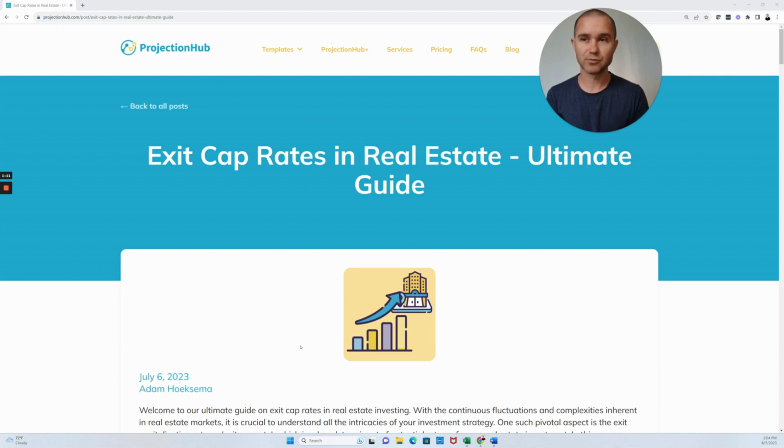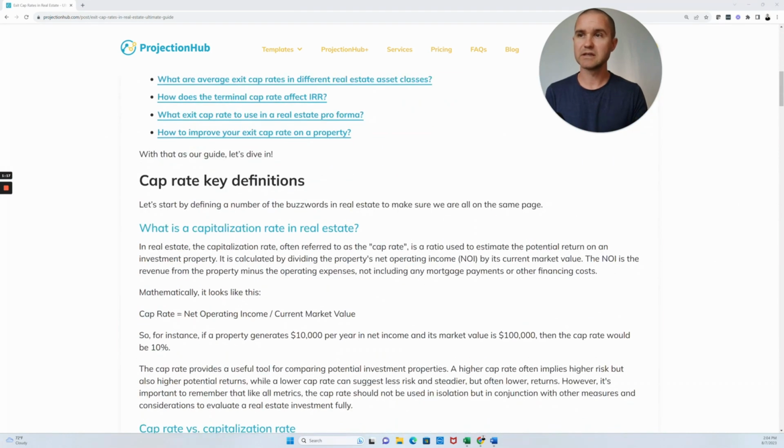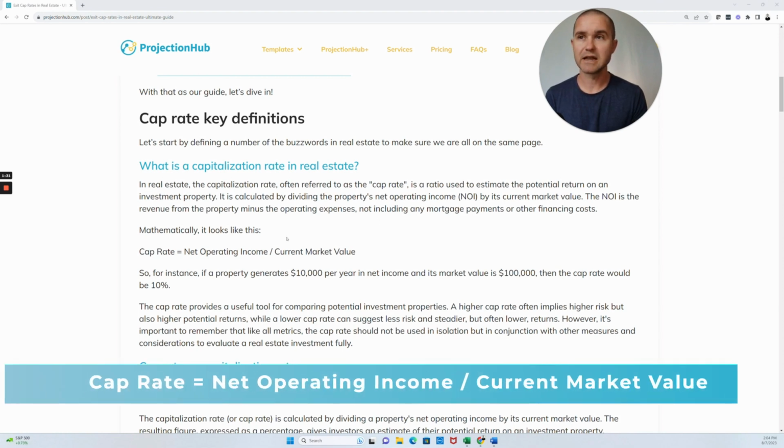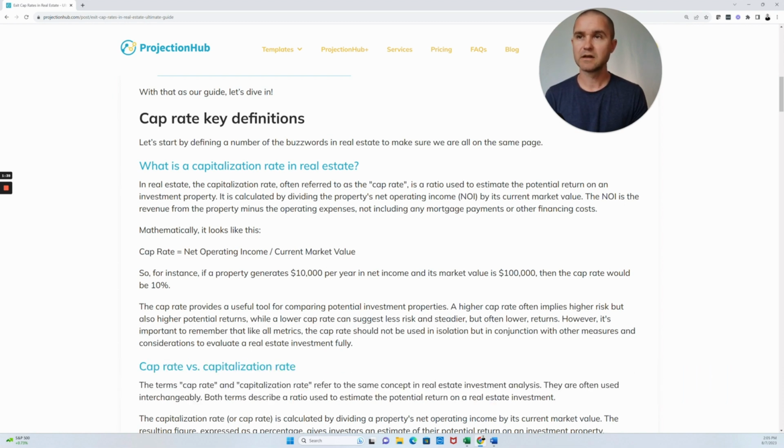With that, let me just make sure we're all on the same page on a couple of items here. So let's get some key definitions. Your cap rate, first of all, what is your cap rate? It's a ratio used to estimate the potential return on an investment property, and it's calculated by dividing the property's net operating income by the current market value. And we can see an example here.